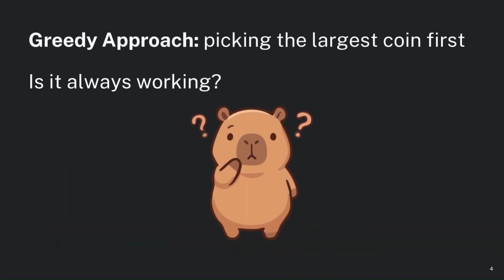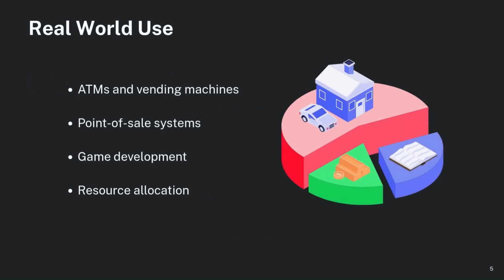It sounds simple, right? And in many cases, a greedy approach, which is always picking the largest coin first, works perfectly fine. But today, we will see exactly why greedy fails in some situations, and why dynamic programming is the correct, guaranteed solution. Let's first see where we can use this algorithm.